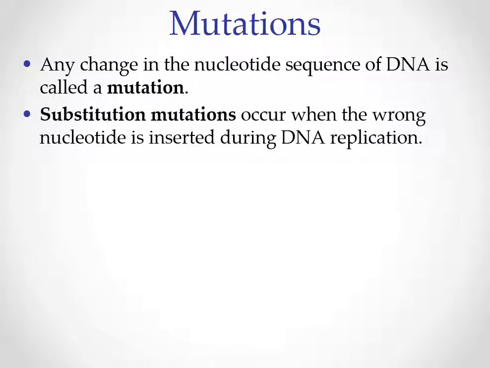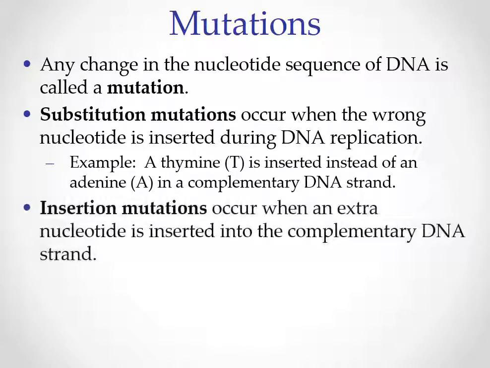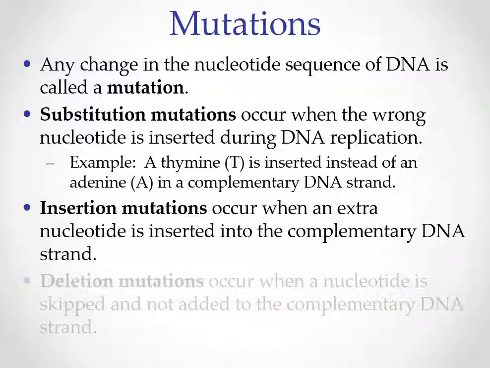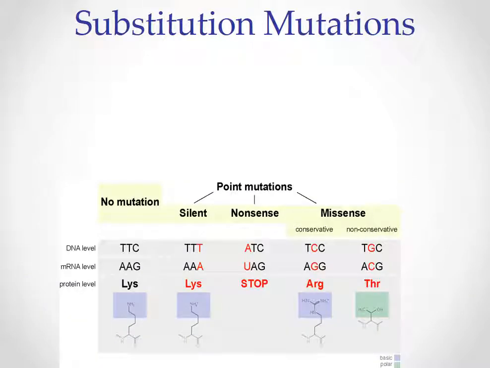So let's talk about mutations. We've talked about mutations when we talked about genetics. A mutation is anything that is a change in DNA sequence. So you have substitution, which means that the wrong nucleotide was inserted. For example, a thymine was inserted instead of an adenine. An insertion means that you just have an additional nucleotide. A deletion is when a nucleotide is completely skipped and not added.